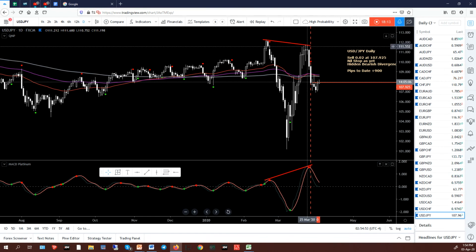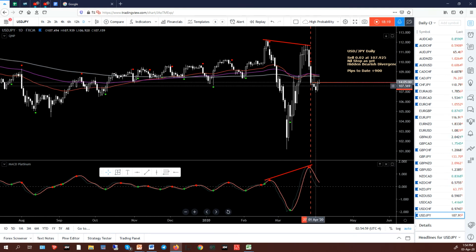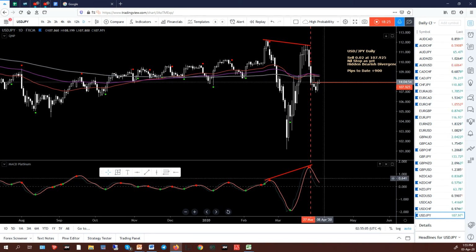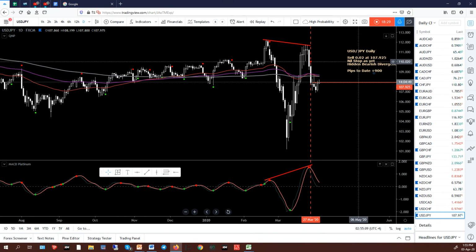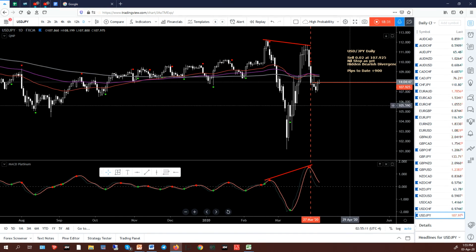So we've got lower highs on price and higher highs on the oscillator. I love my hidden bearish divergence. I tend not to place a stop at all with them. MAs are flat, so I'm confident I can probably work my way out of this trade. So that's the USD Japanese yen, and that's coming up to 18 minutes and 30 seconds.